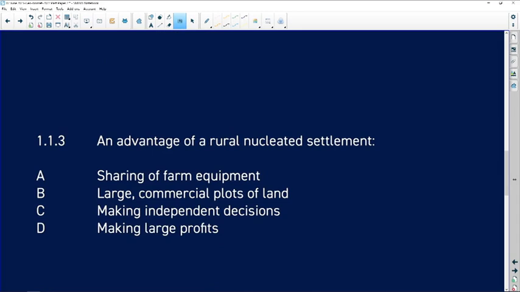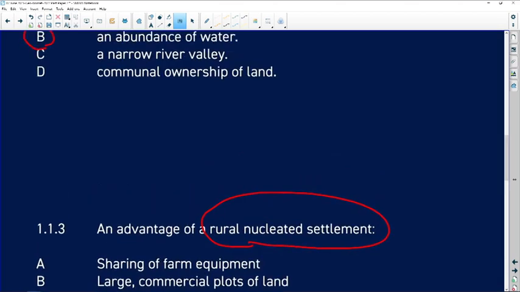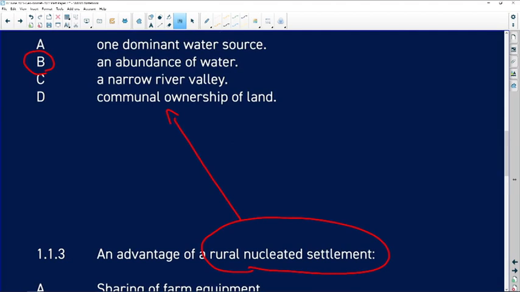1.1.3, an advantage of rural nucleated settlements. Okay, like we just mentioned, it might be like communal ownership of land. It might be because it's in a narrow river valley. There's not enough space, so the people are closer together.